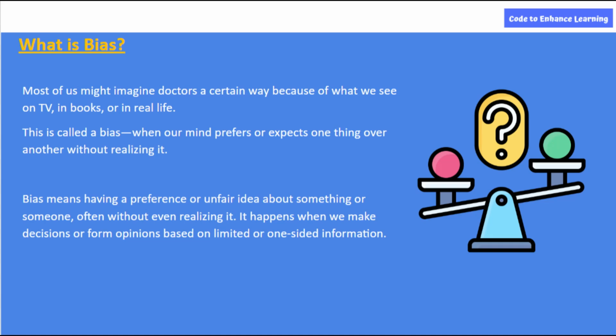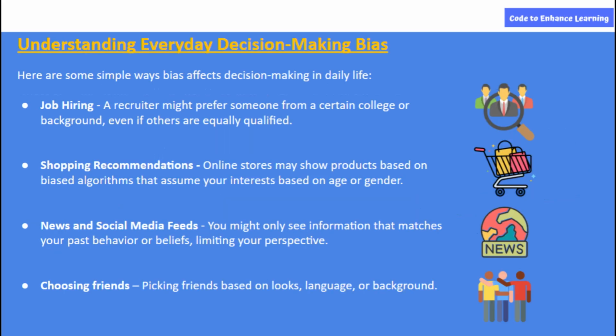Bias means having a preference or an unfair idea about something or someone, often without realizing it. Our brain quickly assumes things based on what it has seen before, even if that's not the full truth. Now that we understand what bias means for humans, we will soon see how it can also appear in machines that learn from data.